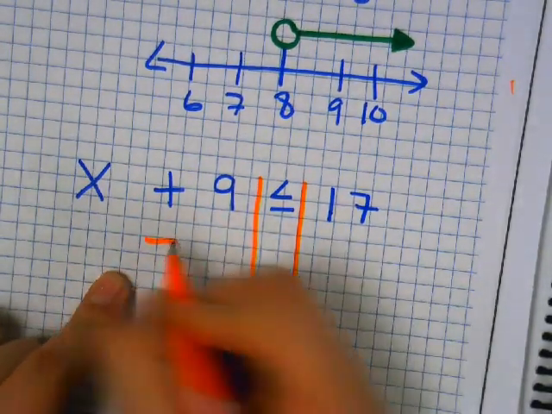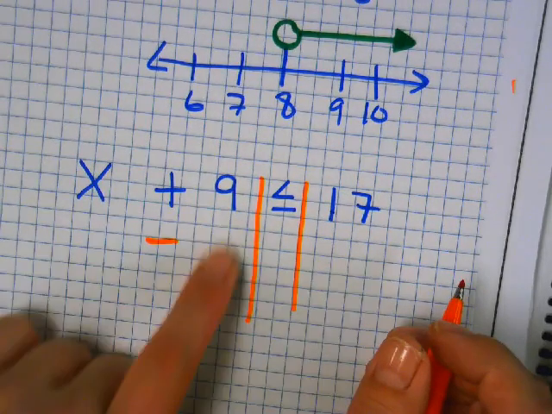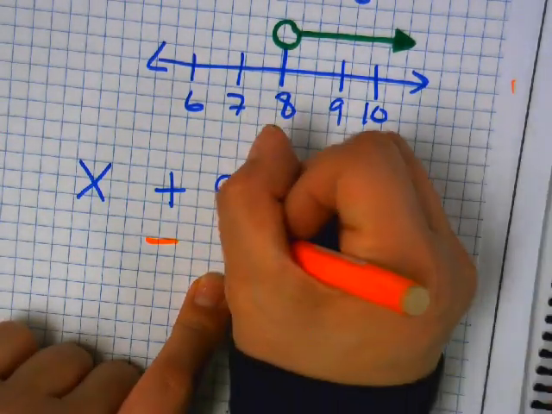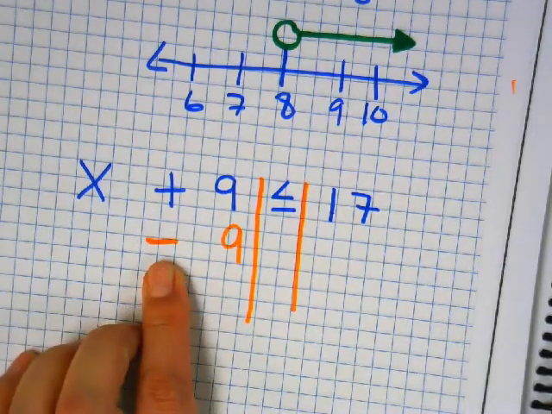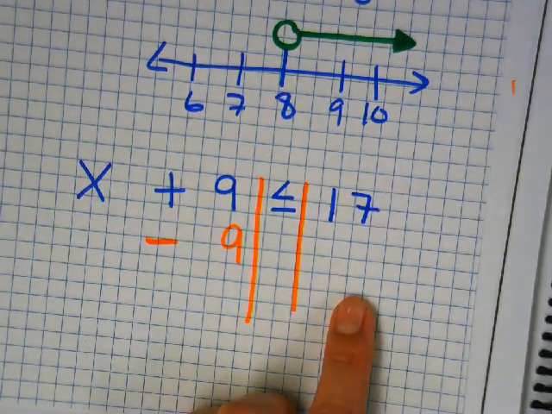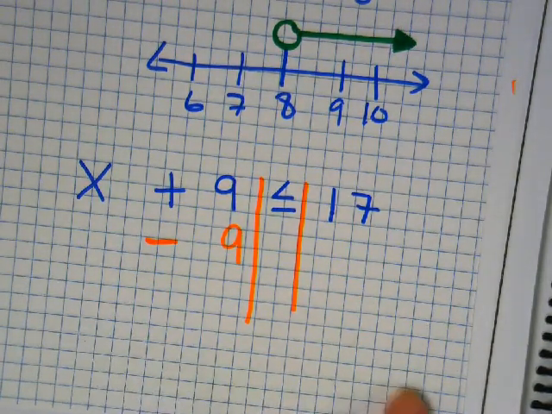Minus. What number is this? 9. So what number do I write? 9. So you see how I wrote minus 9 on this side? What do I write on this side? Minus 9. So did you write it before I did?